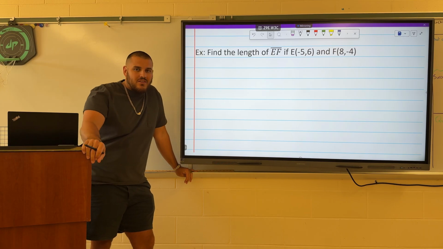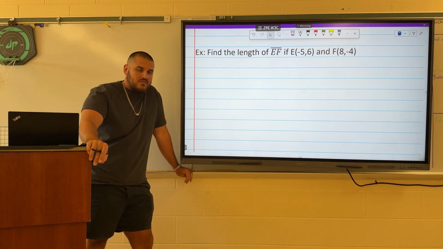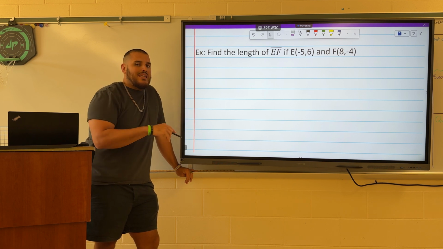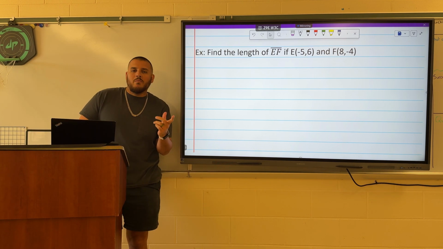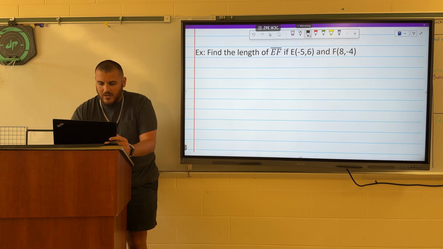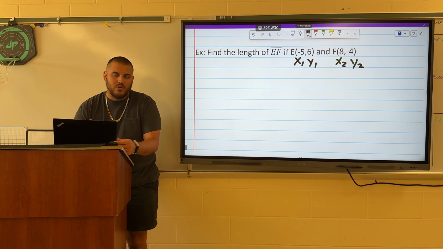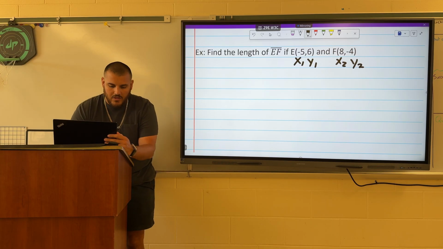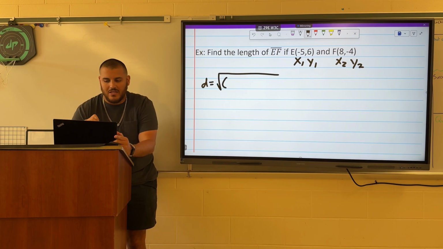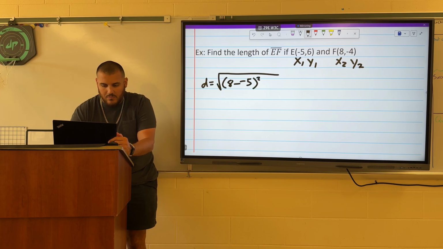Okay, here's an opportunity for you to test your skills with the distance formula. Please pause the video and see if you can find the distance between E and F in this example. Okay, hopefully you remembered the first thing that we need to do here is label our points. So I'm picking one point to label x1, y1, the other point x2, y2, and then I'm plugging those into my distance formula. So distance equals the square root of, remember our first parentheses is always x2 minus x1. So our x2 here is 8 minus my x1, which is negative 5. So 8 minus negative 5 squared plus y2 minus y1. So I got negative 4 minus 6.